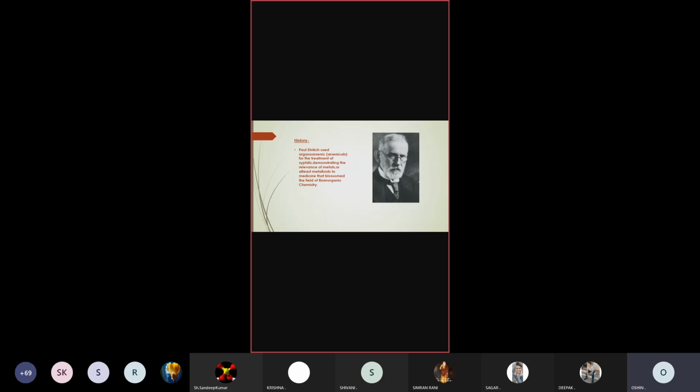Now, before we move on, let us have some information regarding how the field of bioinorganic chemistry exactly blossomed. Here on the screen, you can see an image of a scientist named Paul Ehrlich, who laid the foundation stone of the field of bioinorganic chemistry by using organoarsenic or arsenicals for the treatment of syphilis. Organoarsenic compounds are simply the organic compounds containing arsenic, and the term syphilis means some sort of bacterial infection.